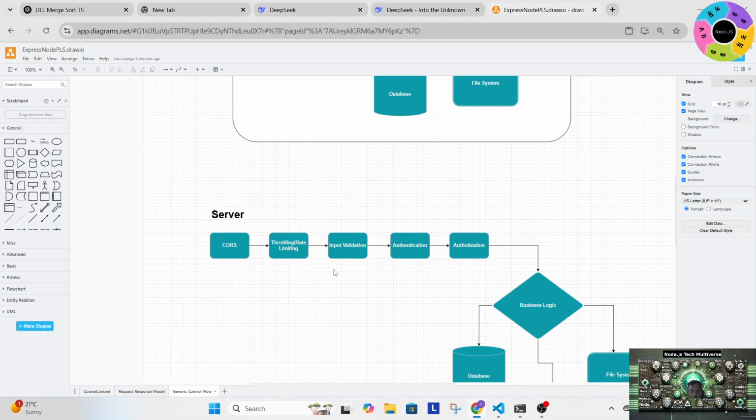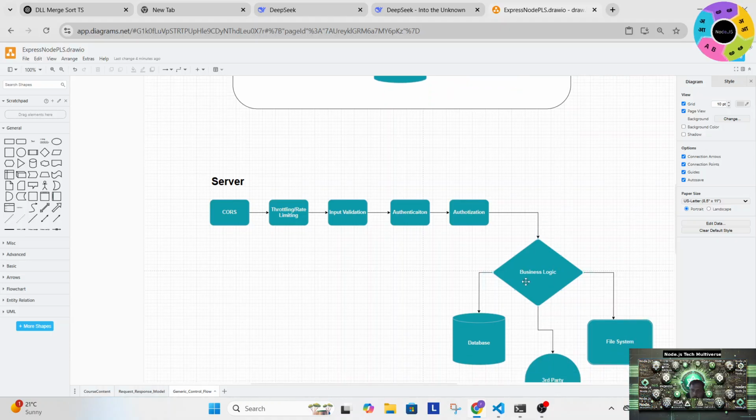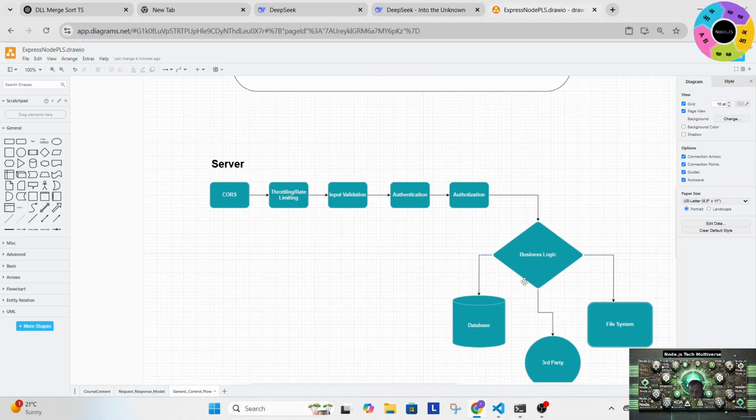And after all these checks are passed, then we come to the business logic. Based upon our project and whatever the requirements are, we have to check the business logic. And based upon the business logic, either we connect to a database or file system or third party applications or third party APIs. This is the flow inside our application server, and we have to follow this to ensure the best security qualities. If somebody asks in interviews what is security, as a developer you have to tell all those things.